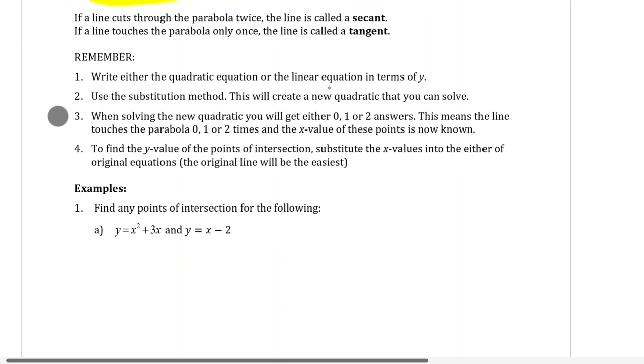Remember to write either the quadratic equation or the linear equation in terms of y. So in other words, get the y by itself so that you can substitute it into the other equation. Because one of our equations is a quadratic, we can't use the elimination method. We will be using the substitution method every time. So that means we need to always have an x or a y. It's usually the y that we want by itself. Then we solve the quadratic to get either our 0, 1, or 2 solutions. And then we also need to find the y values that go with the x values that we've just found.